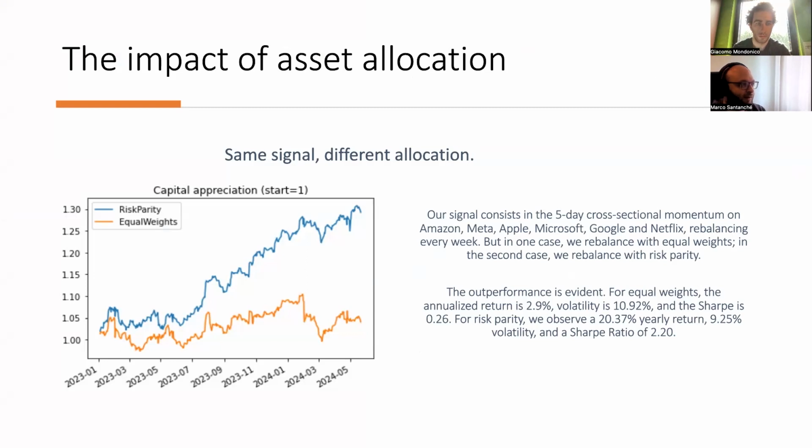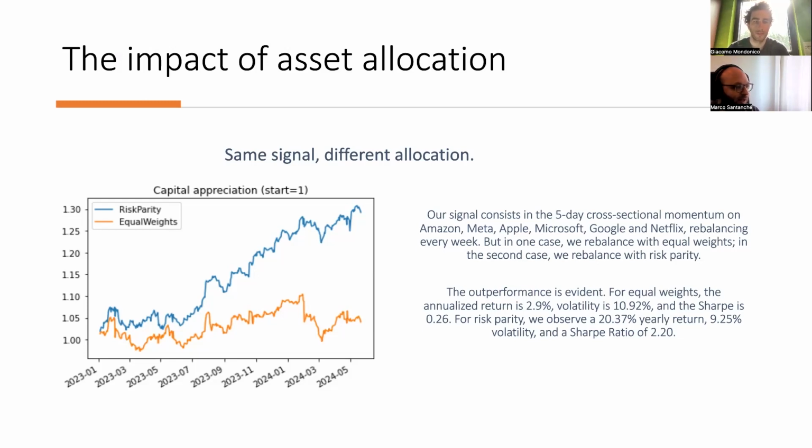Now, this is an example of how asset allocation can impact performance. In this example, we can see two charts with a very simple model investing in the top stocks in the S&P 500, in this case Amazon, Meta, Apple, Microsoft, Google, and Netflix. And the signal is basically momentum, going long or short according to the 5-day cross-sectional momentum.